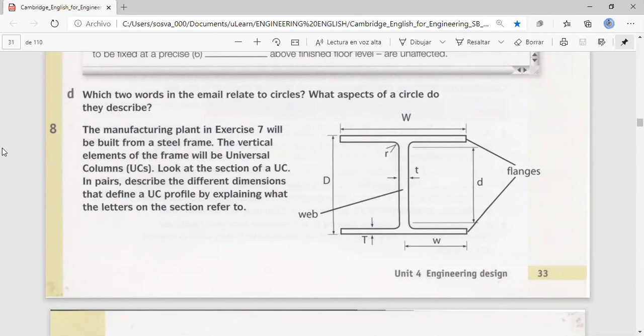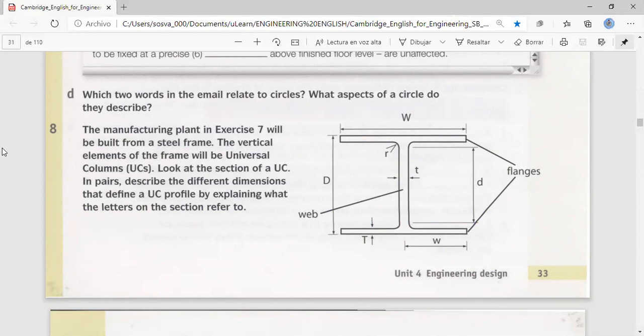Okay, so the vertical elements of the frame will be universal columns. Look at this section of the UC, and I want you to describe the different dimensions. Actually, sometimes the profile will be defined by explaining what the letters on the sections refer to. Okay, well, I need to investigate that because I don't remember that.